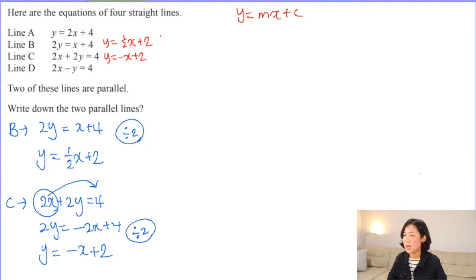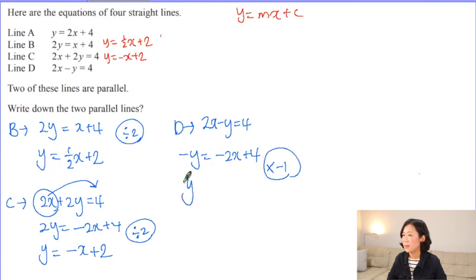Then finally, line D is 2x minus y equals 4. Let's leave minus y, then move 2x to the other side. That gives minus y equals minus 2x plus 4. I don't want to have a minus in front of y, so let's times by minus 1. That gives you plus 2x, minus 4. So y equals 2x minus 4. Finally, we found all the 4 equations in standard form.